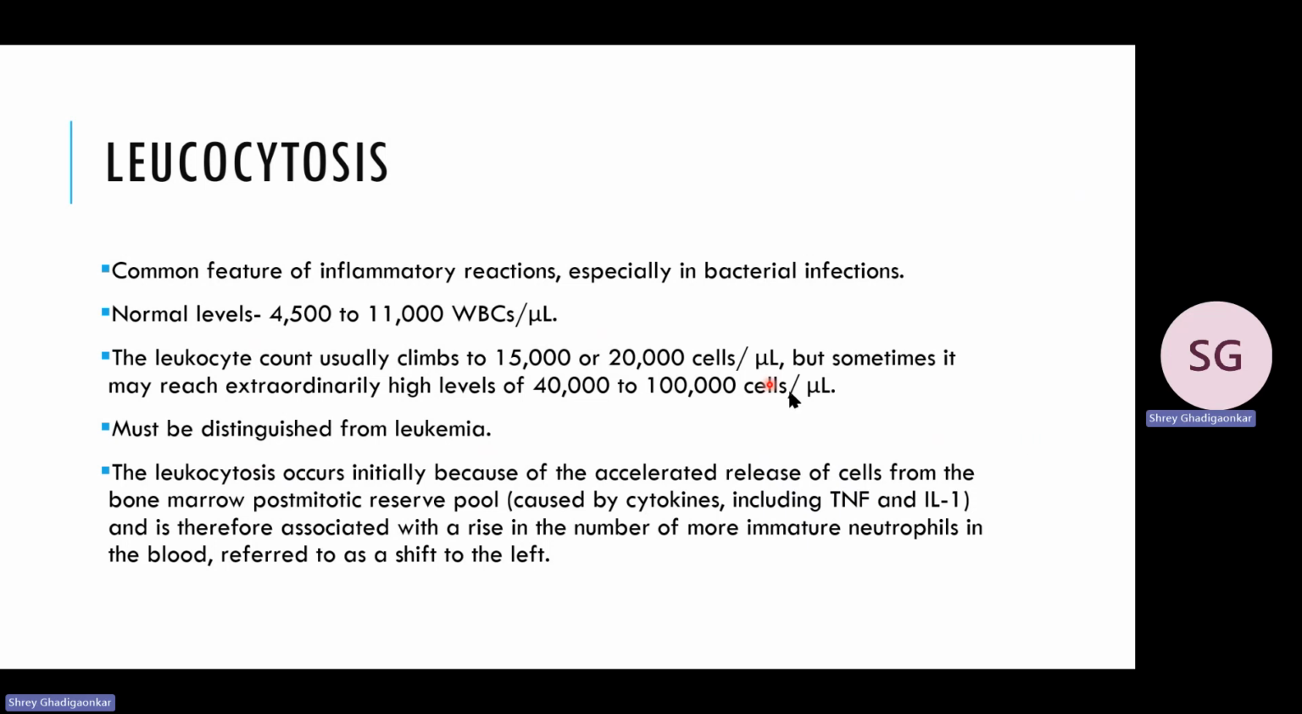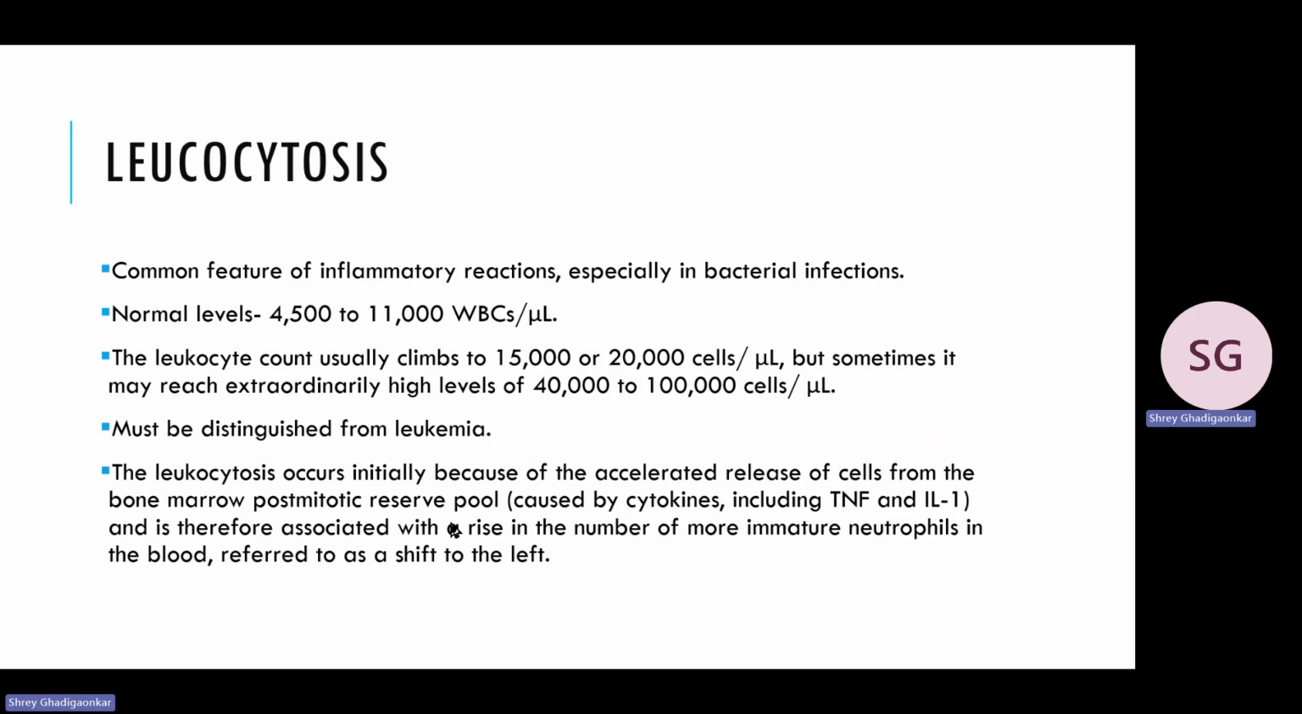Different cells may be the predominant cell in different types of infections as well. So, for instance, you can have neutrophils in bacterial infections, or you could have eosinophils in parasitic infections. You could also have lymphocytosis in viral infections. And the leukocytosis usually occurs initially because of the accelerated release of cells from the bone marrow post-mitotic reserve pool. And these cytokines, as mentioned, like TNF and interleukin-1, are pretty important, and this is therefore associated with a rise in the number of more immature neutrophils in the blood, and this is what is known as the left shift.